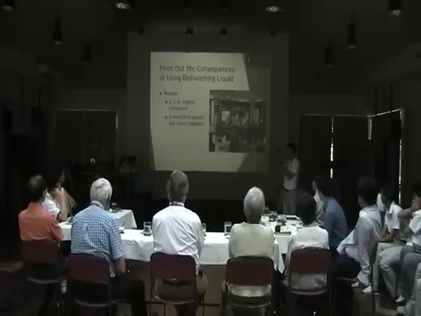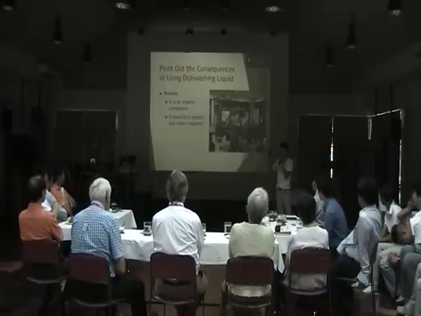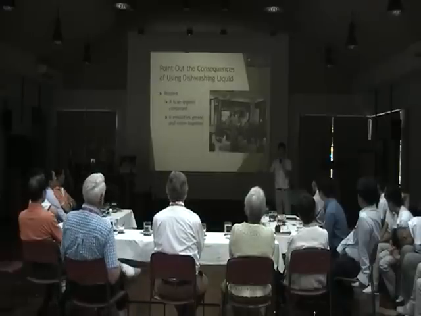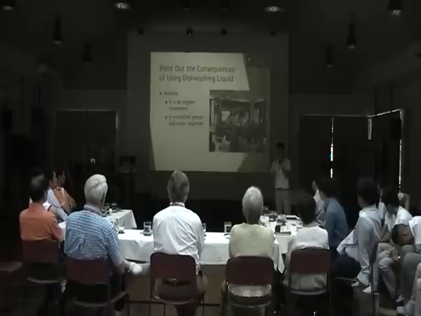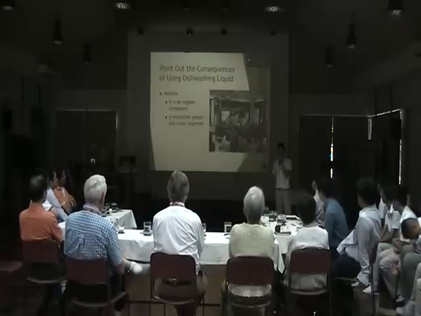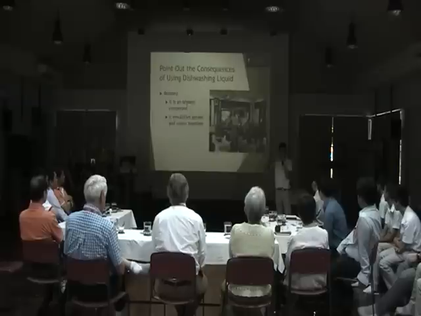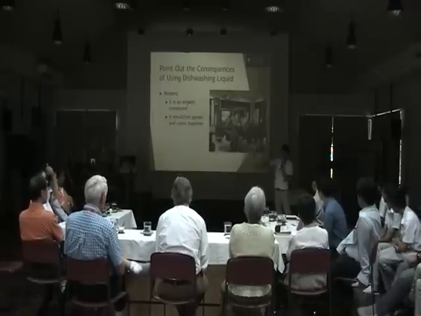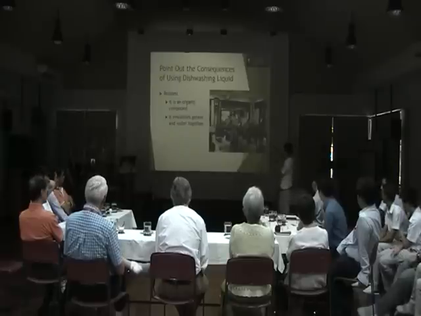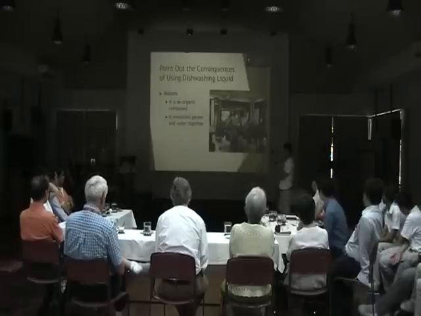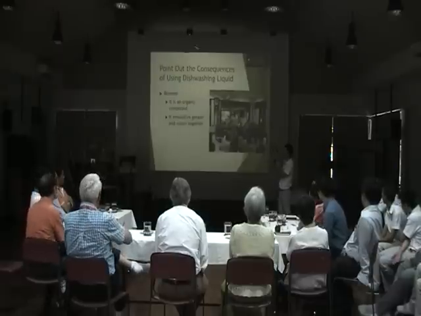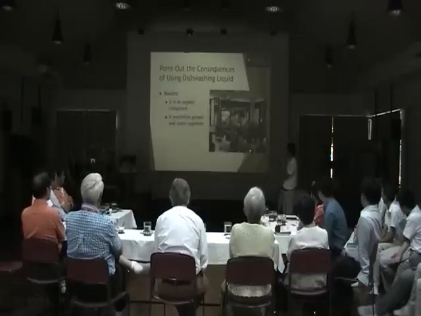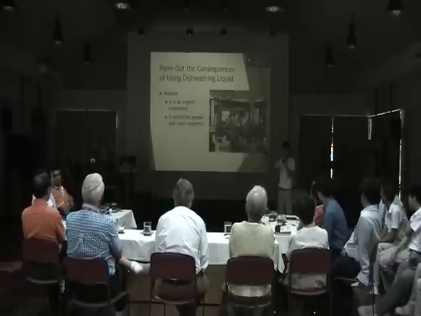We also pointed out the consequences of dishwashing liquid, because it is also an organic compound. When it goes into the system, it will make the bacteria work harder. Dishwashing liquid is also an emulsifier, which mixes water and grease together. That makes us unable to scoop the grease out. So we educated them about how bad dishwashing liquid is, and about the consequences of their behavior.